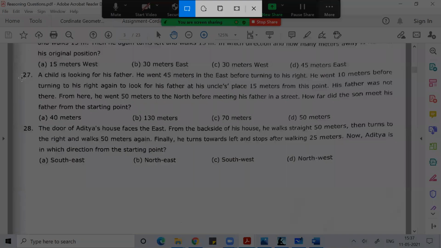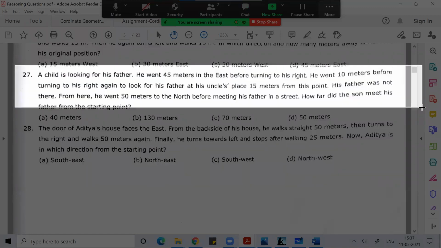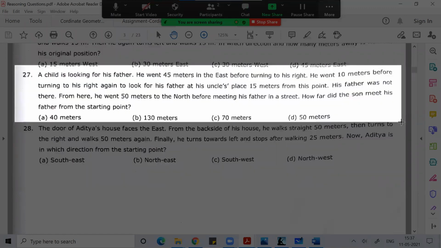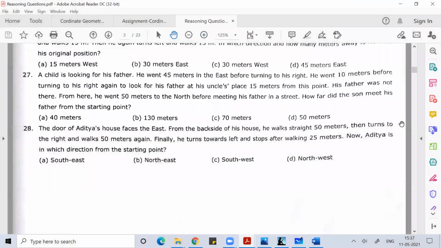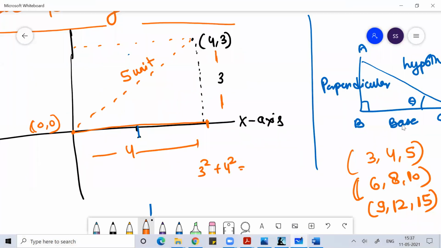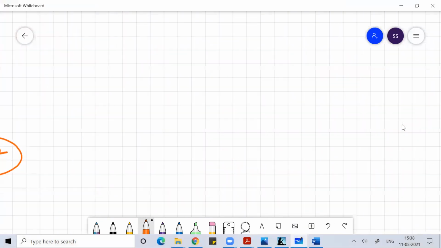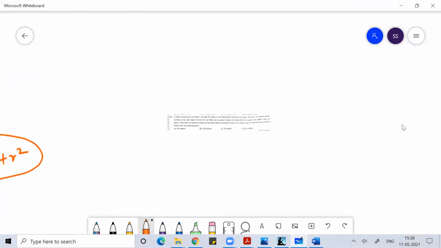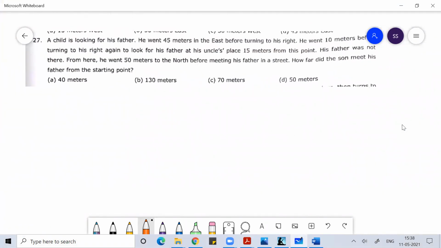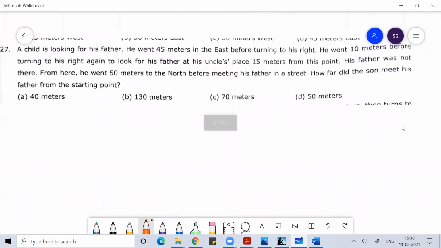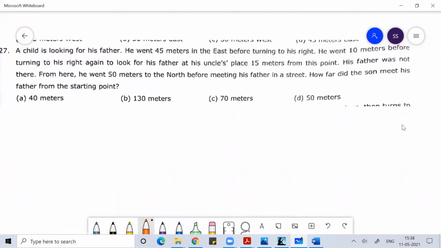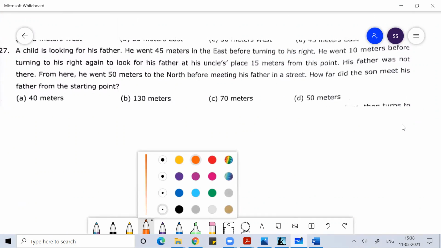So we never know where the relevance will come. You are studying reasoning, you're writing some NTSE exam, and suddenly you notice these kinds of questions, which you think can't be done using maths, but maths relevance will come anywhere. Like you see, a child is looking for his father.